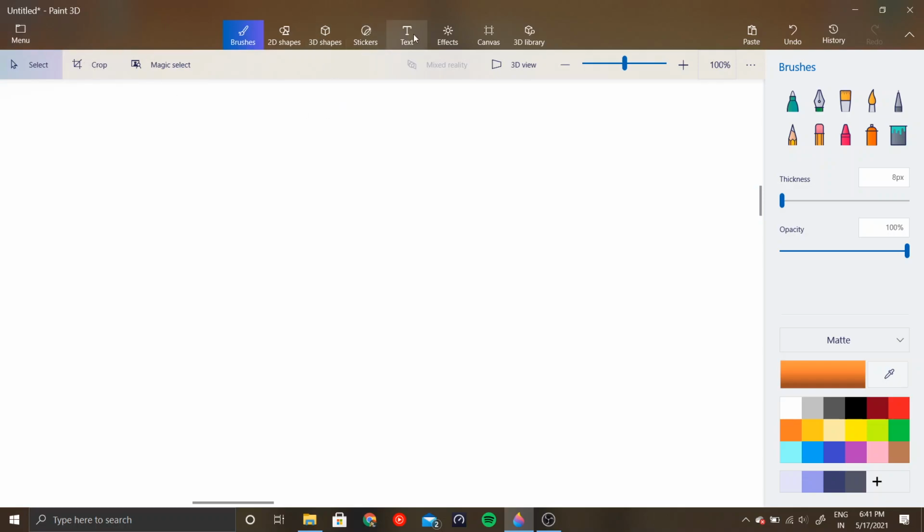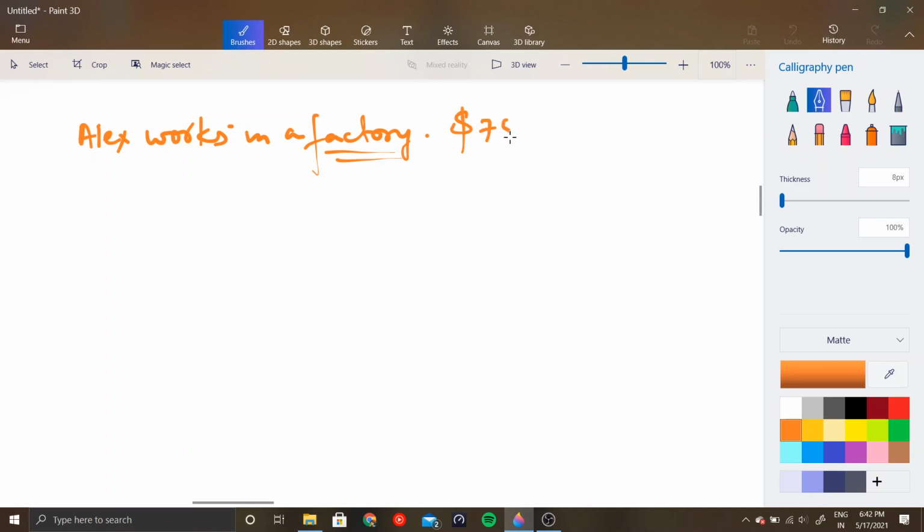Now, the next question. Alex works in a factory, right? He works in a factory. Now this factory actually pays wages to the workers on a day-to-day basis. Now on the first day, they paid $7,500. This wage was divided equally among the workers.